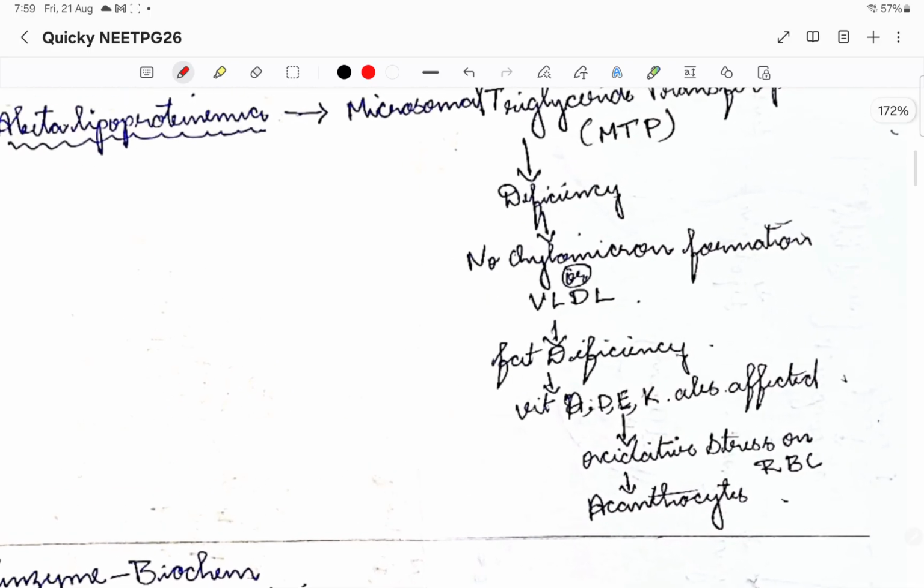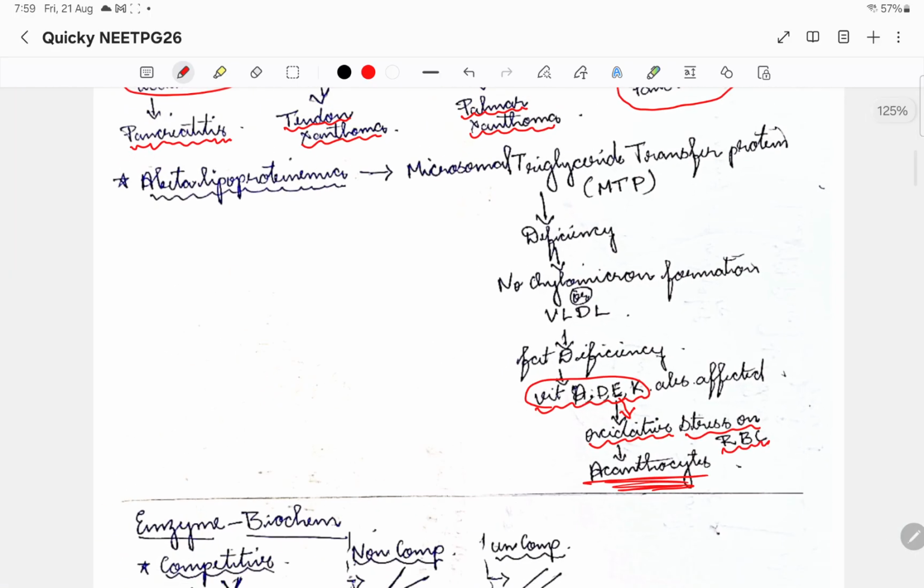So I told you, right, the fat soluble vitamins, that is A, D, E, K. If the fat soluble vitamins are absent, then there is going to be oxidative stress. I told you, right? Vitamin E is very important in maintaining the antioxidant levels in the body. When the oxidative stress increases, we can see stress on RBCs and we can see acanthocytes. Okay, more about this in hematology.